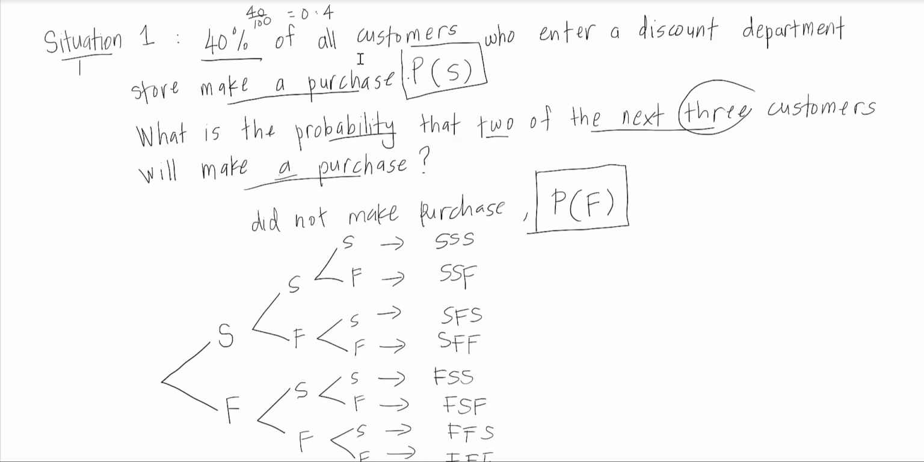The question asks: what is the probability that 2 of the next 3 customers make a purchase? So we need 2 successes, where make a purchase is S. This one has 3 successes, no. This one has 2 successes, and this one also has 2 successes. So that means 2 make a purchase: SSF, SFS, FSS.